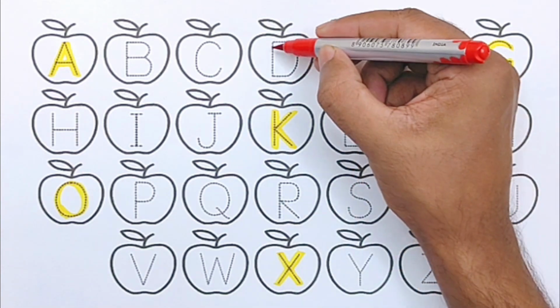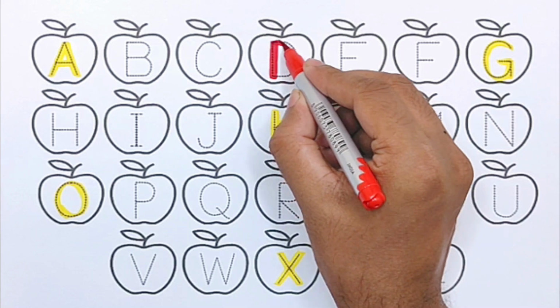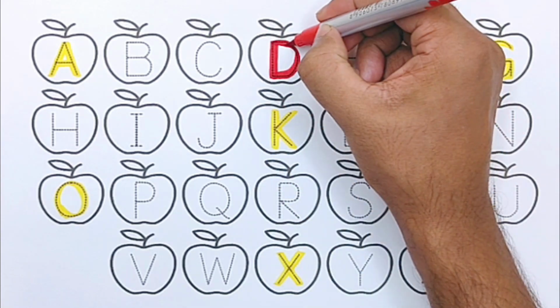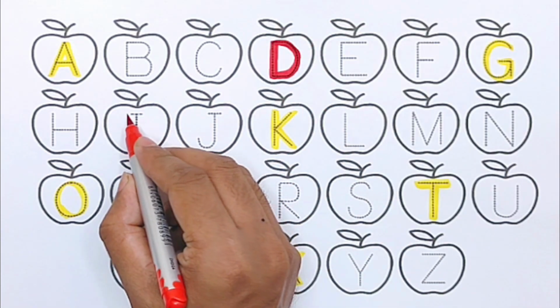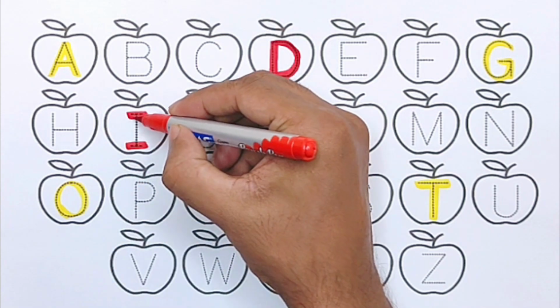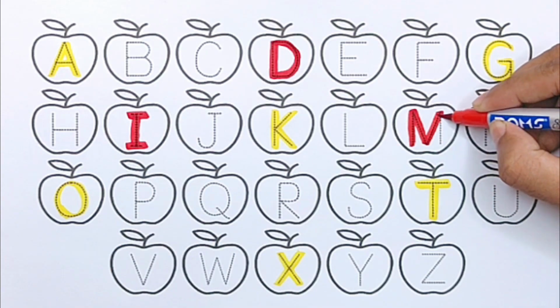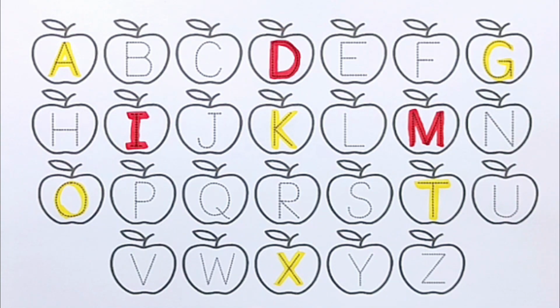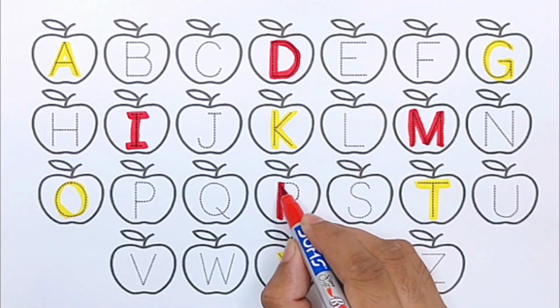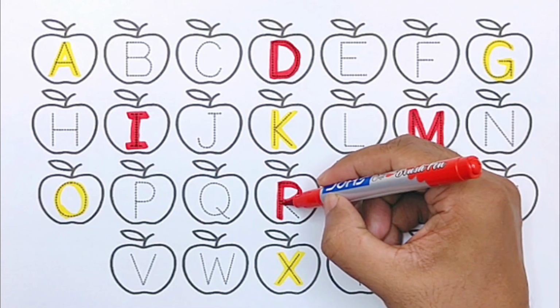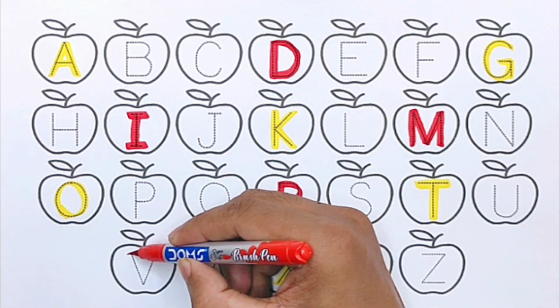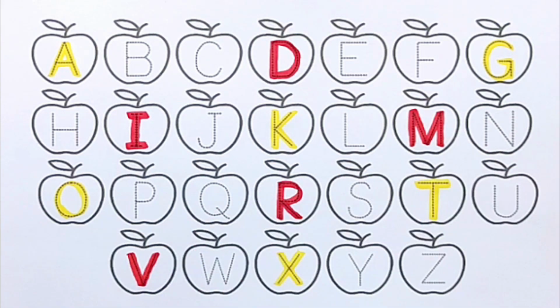Red color. D for diamond. I for ice cream. M for melon. R for radish. V for vehicles. Z for zigzag.